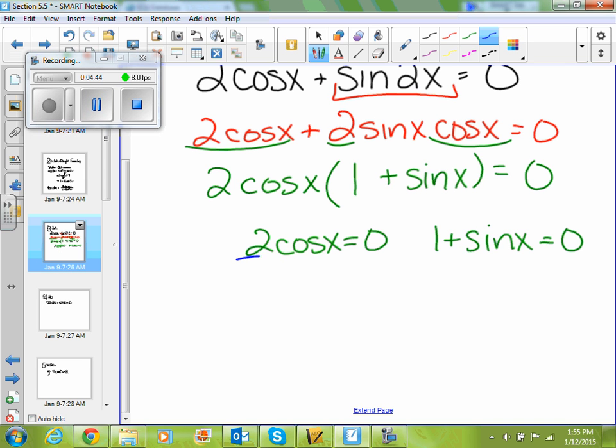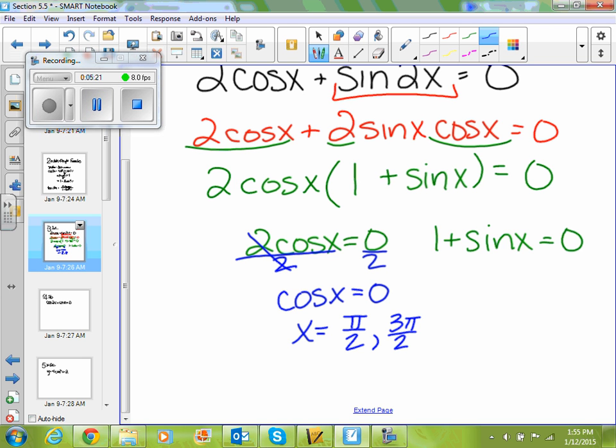So if I go to solve this one for 0, I start by dividing by 2. 0 divided by 2 is 0. So I only care about my x's when cosine of x is equal to 0. Where is my cosine of x equal to 0? Cosine of 0 is 1, so it's not 0. So I think pi over 2 and 3 pi over 2.